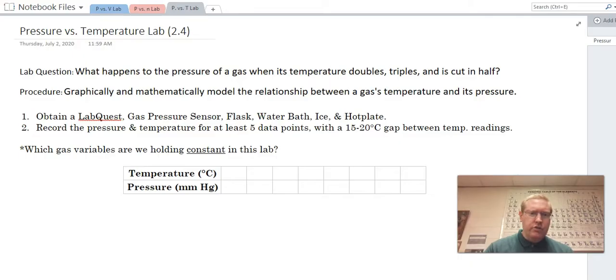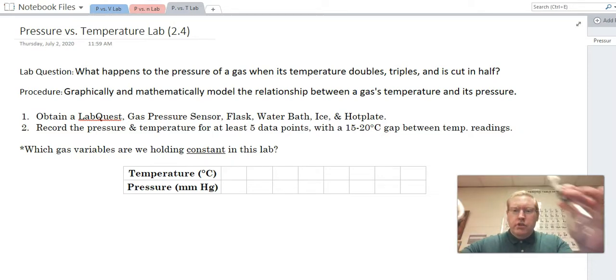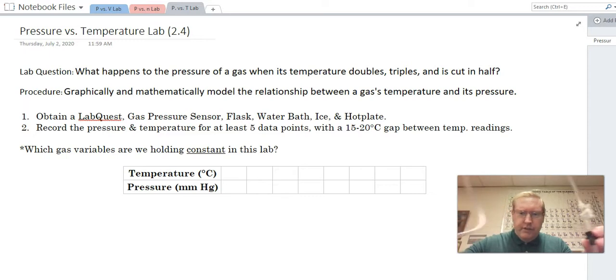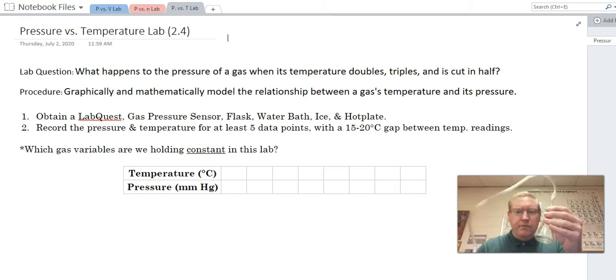So going back to this screen, it also says we're going to need a flask, a water bath, ice, and a hot plate. So here is my flask, which I've already attached to my gas pressure sensor. So this flask is totally empty except that it's got air in it. This is a 50 milliliter flask, so it's got roughly 50 milliliters of air in it, probably a little bit more than that. And it's connected by this plastic tube to our gas pressure sensor.